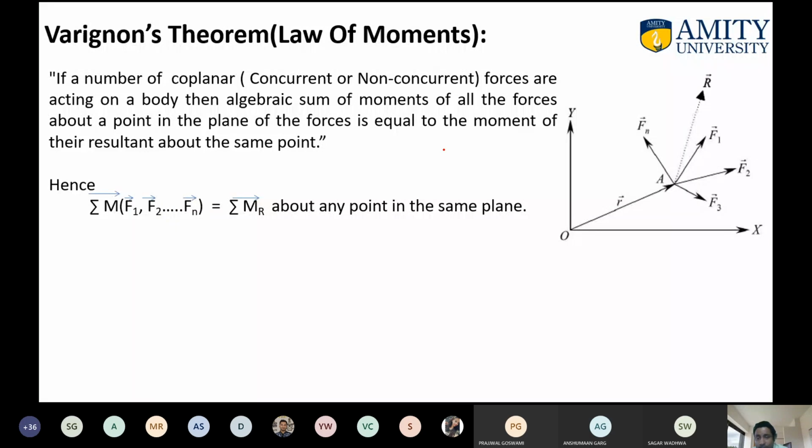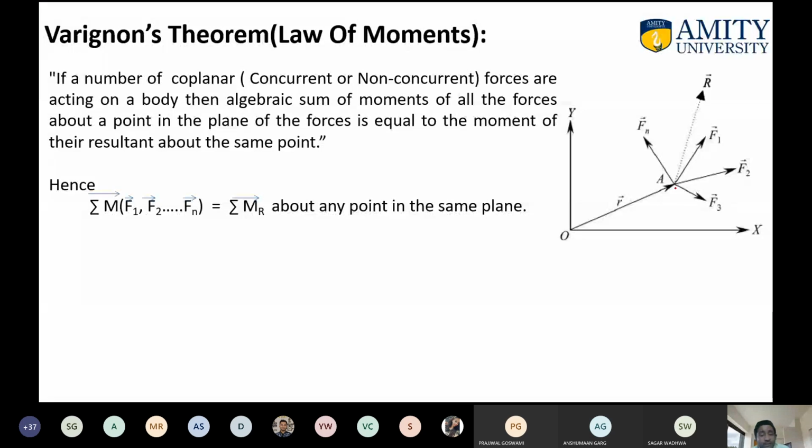So that's why they are coplanar. And concurrent means they are all acting from a common point. They can also act from different points, but in the diagram we have shown that they are acting at the common point. So hence summation of M should be equal to the moment of R, because R is the resultant we are saying here.